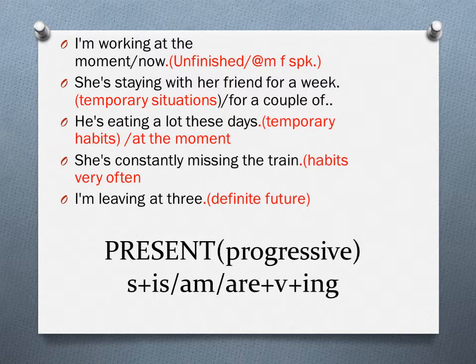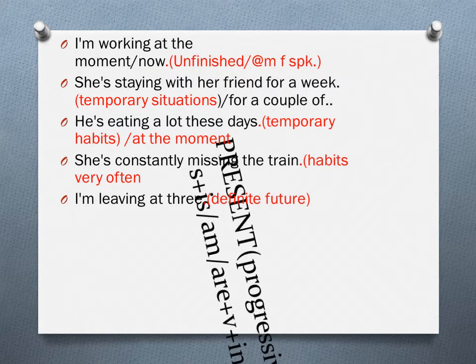She is staying, she is not staying. He is eating, he is not eating. She is constantly missing, she is not constantly missing. I am leaving, I am not leaving. Now we have got simple present tense, its usage, and present progressive, and its formula. I think it is very clear to you.